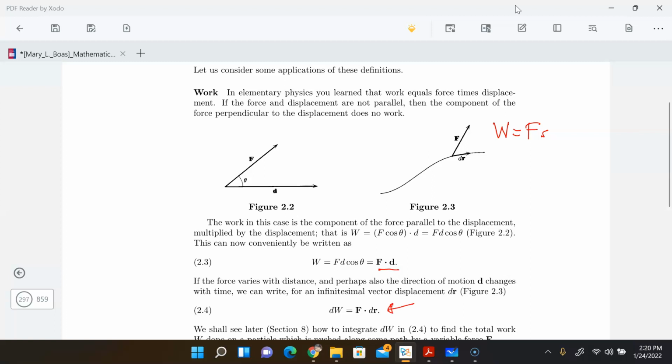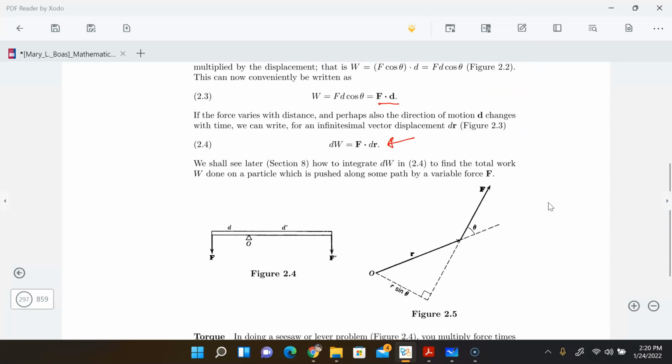So this is where you have the differential thing. You can think of this: if I need to displace this amount of distance, I will need to do an integration of F dot dr, which we will do in the later sections. Okay, so let's try to move faster.